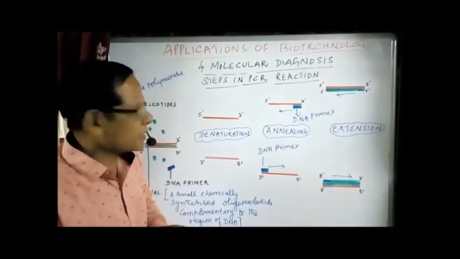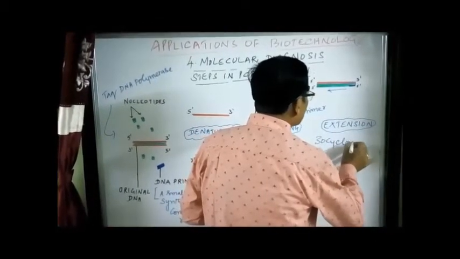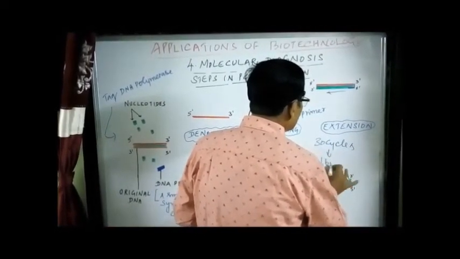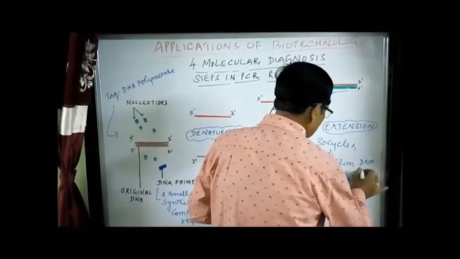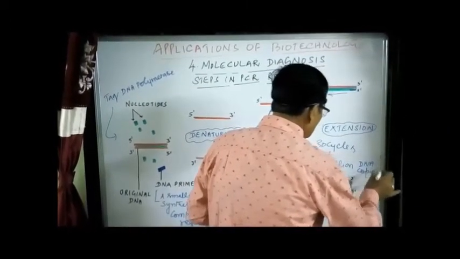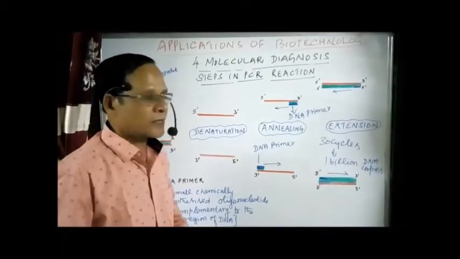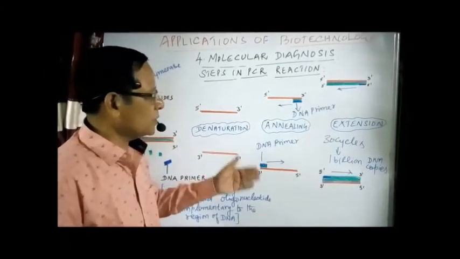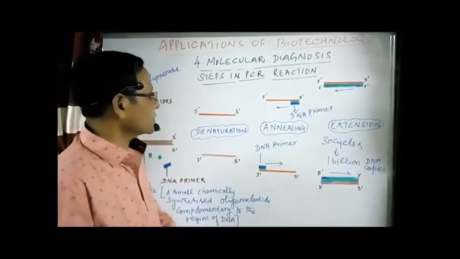Now within 30 cycles the process is repeated. I mentioned 1 billion genes or 1 billion DNA copies are made. In 30 cycles, the process is repeated again and again. After the 30 cycles, you can get 1 billion DNA copies. So that's about the steps in the PCR reaction.